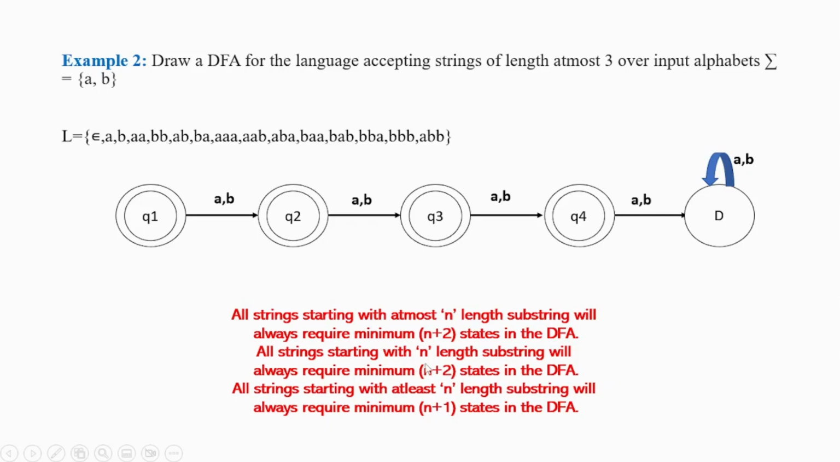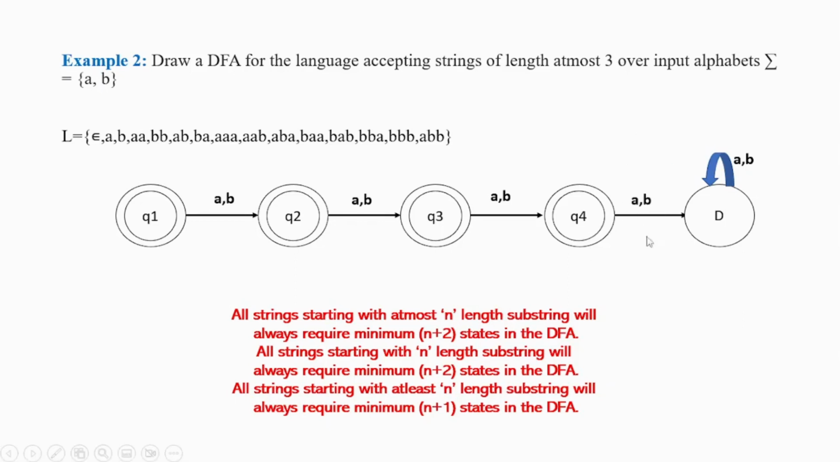Then n, exactly n. All strings of length exactly n means again n plus 2. Then at least n, at least 1, at least 2. In that case, the number of states will be n plus 1. For example, if the question is, instead of at most 3, at least 3, what will happen?